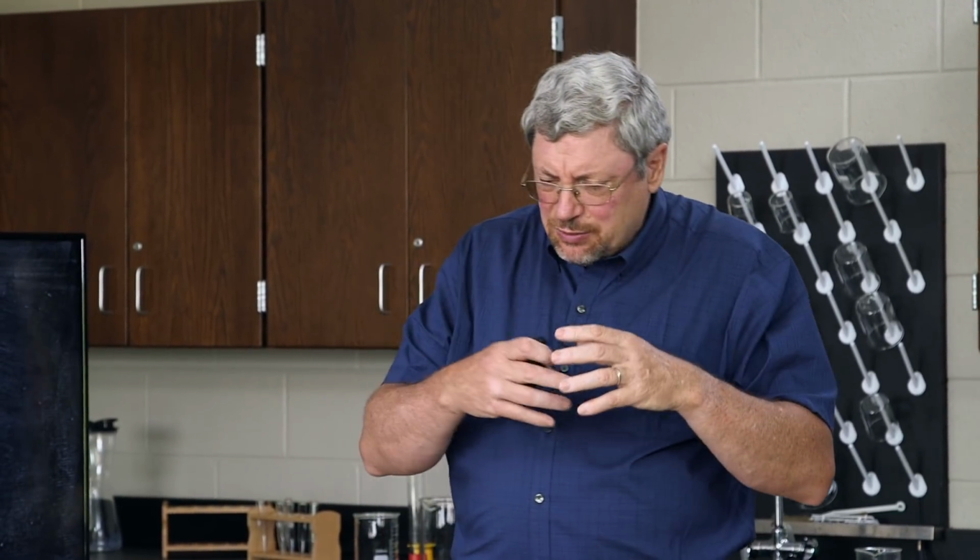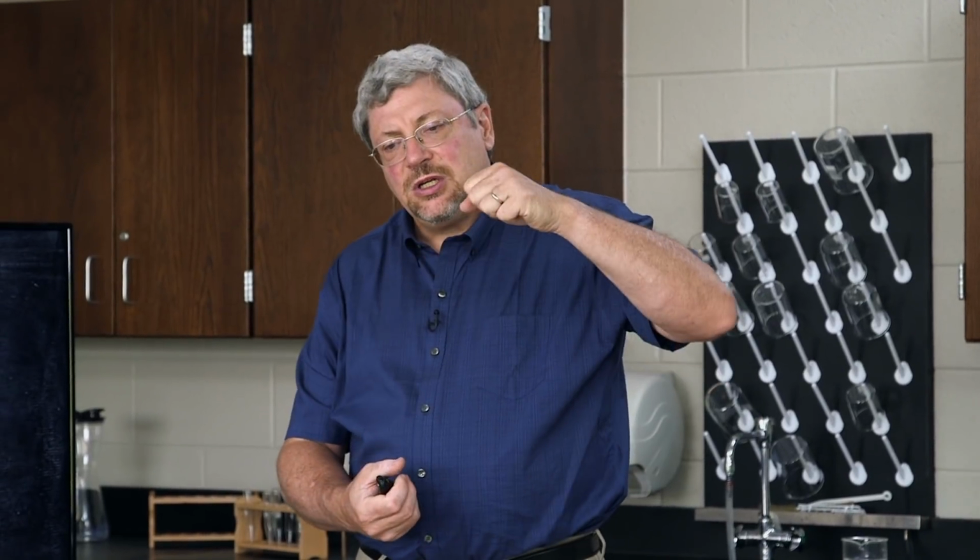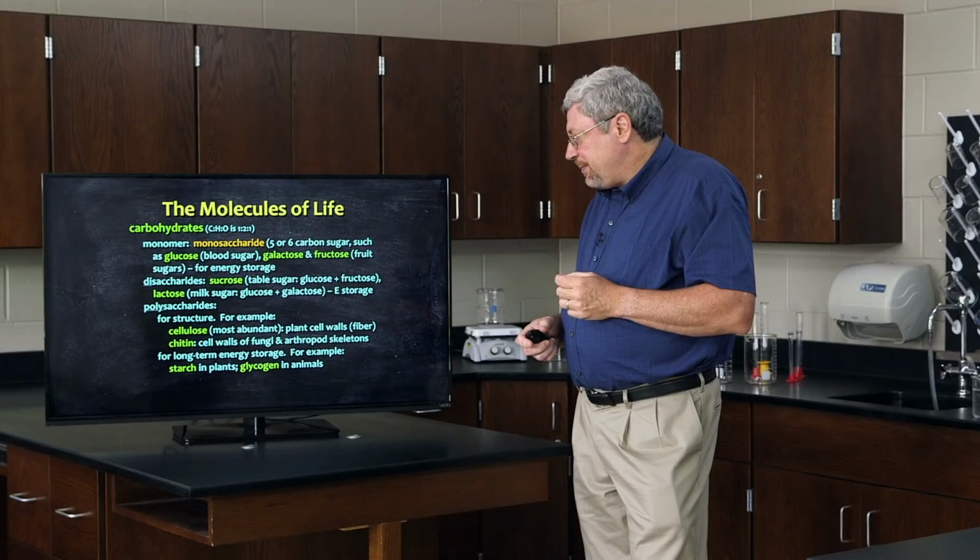So the function of cellulose, and by the way, cellulose is made of many, many monosaccharides put together by the thousands to create a very large molecule. The primary function of cellulose is actually for strength or structure. It gives form to a plant. It's why a plant stands up, primarily because of cellulose.